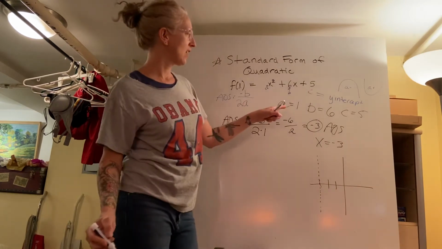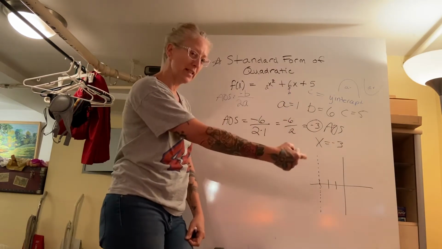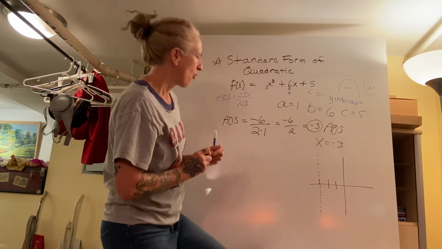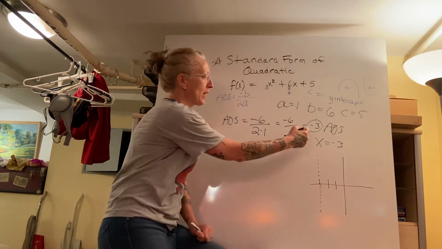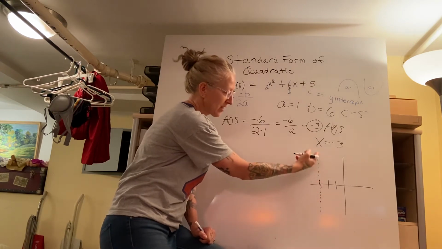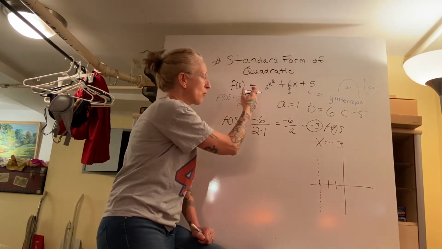In this case, our A is positive, though. In the last example, our A was negative because our function opened down. This time, it's going to open up. So we need to find out where our vertex is. And if we want to find our vertex, we have to put this x value of the axis of symmetry back into the original function and solve for y.